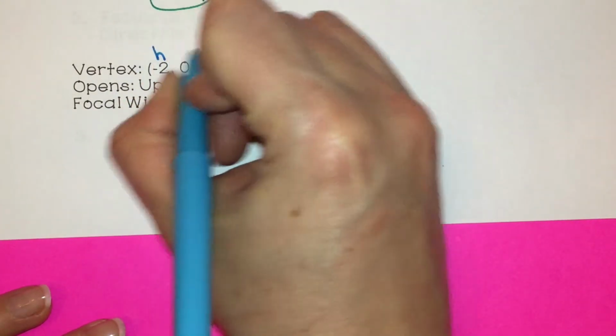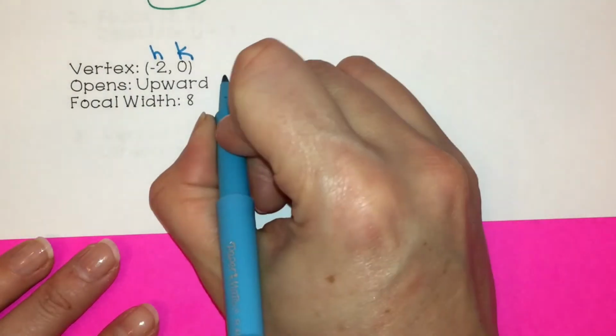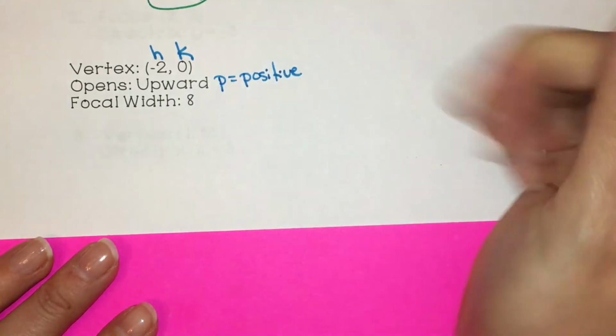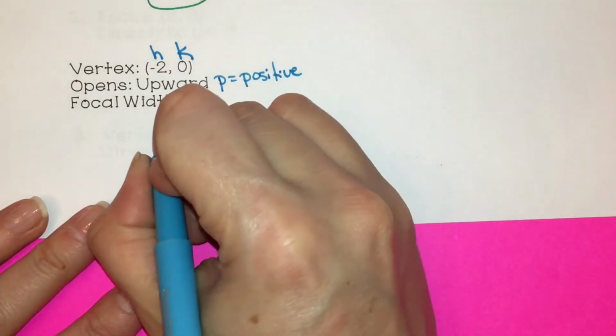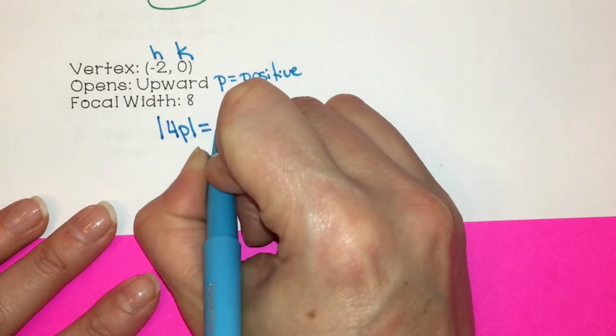All right, so we have a vertex, negative 2, 0. So vertex is always at h comma k. All right, it opens upward. If it opens upward, I know that my p-value is greater than 0, so p is positive. All right, focal width. So my focal width is the absolute value of 4 times p. So that's equal to 8.